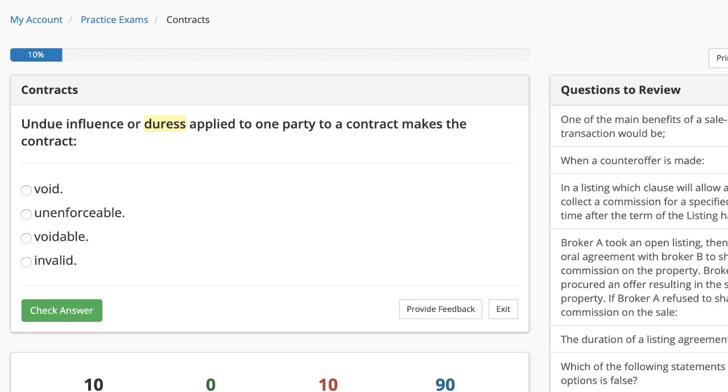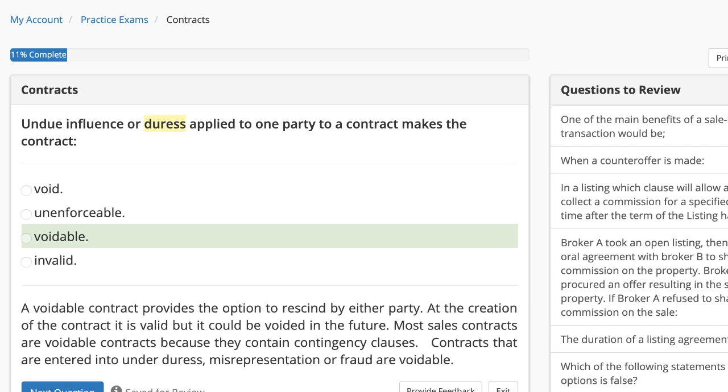Undue influence or duress applied to one party to a contract makes the contract: A, void; B, unenforceable; C, voidable; or D, invalid. I'll read that again. Undue influence or duress applied to one party to a contract makes the contract... okay, and the answer is voidable. We went over that before, voidable.